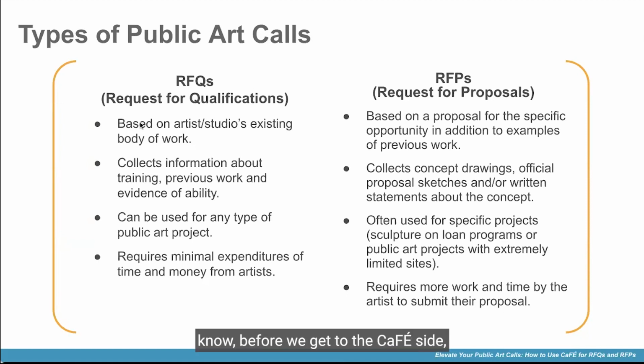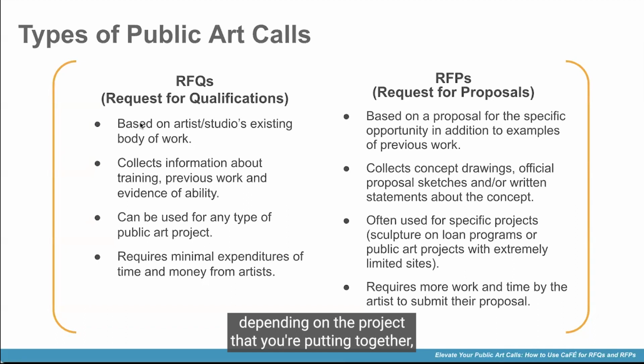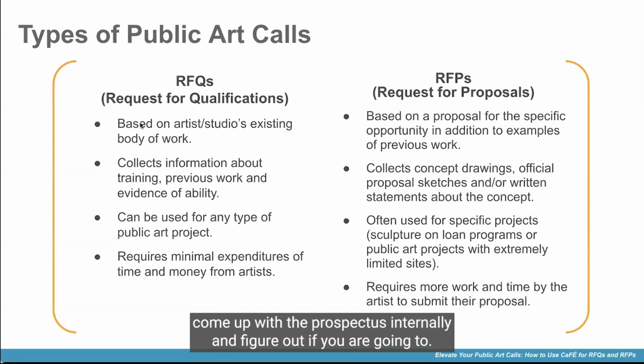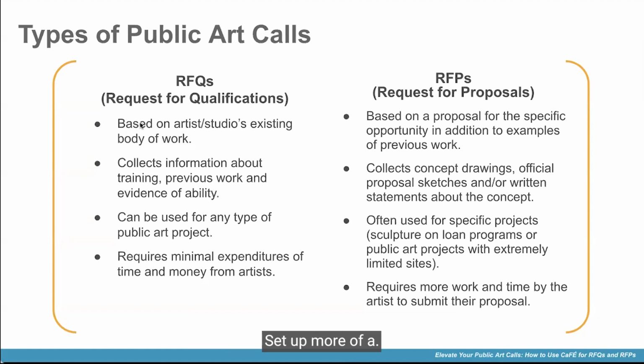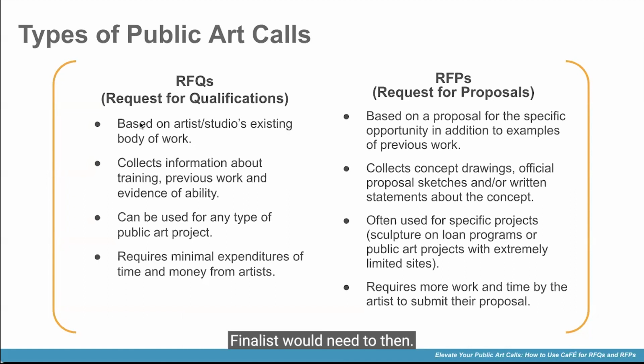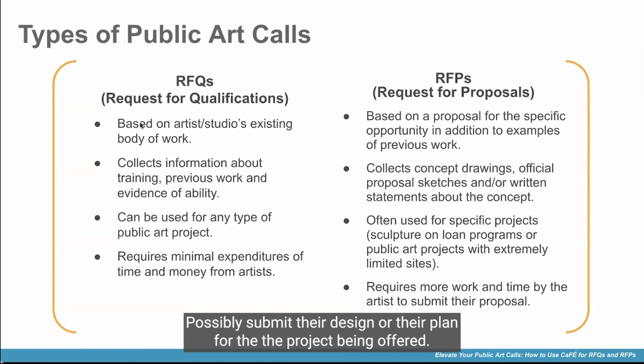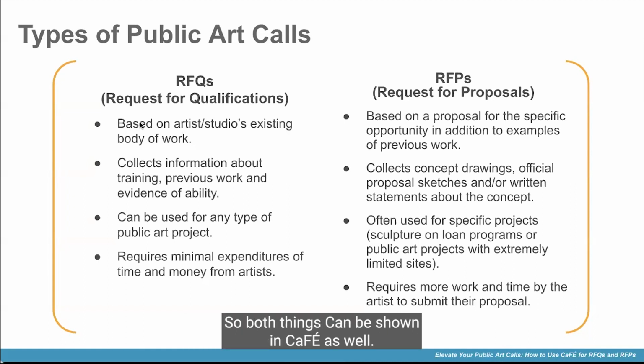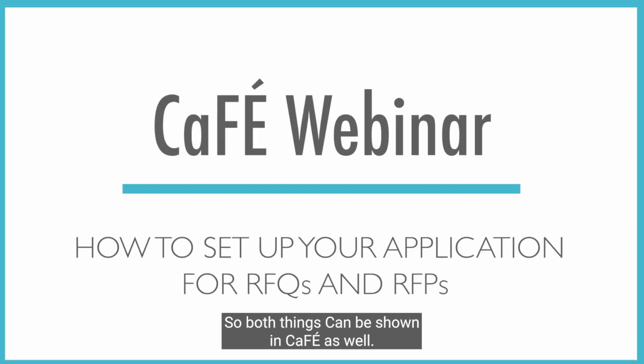So, before we get to the CaFÉ side, depending on the project that you're putting together, you'll really want to come up with the prospectus internally and figure out if you are going to set up more of a qualification round or proposal round. Usually a request for qualifications turns into a request for proposals because the finalist would then possibly need to submit their design or their plan for the project being offered. So, both things can be shown in CaFÉ as well.